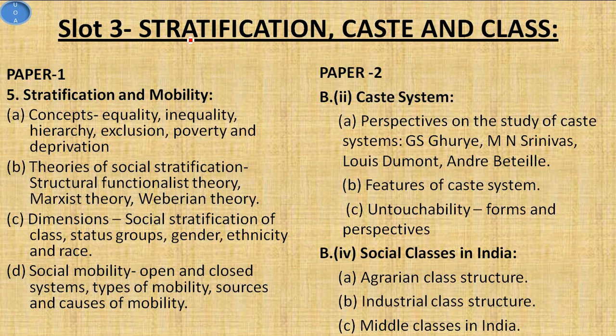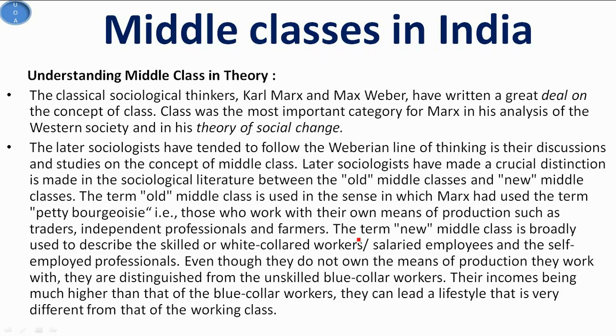As you know, we are covering slot 3, that is stratification, caste and class. In paper 1 we have finished topic 5, that is stratification and mobility. In paper 2 we are presently covering the social classes in India. We have already covered the caste system, and in this video we are going to cover topic C, that is middle classes in India. We have already covered the agrarian class structure and the industrial class structure.